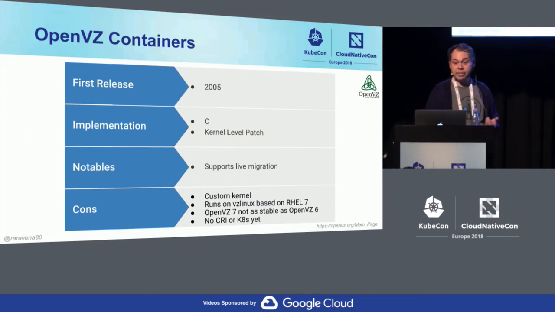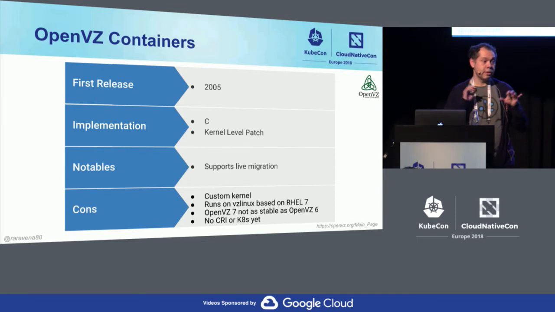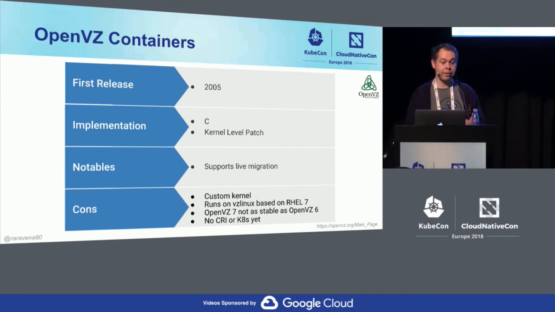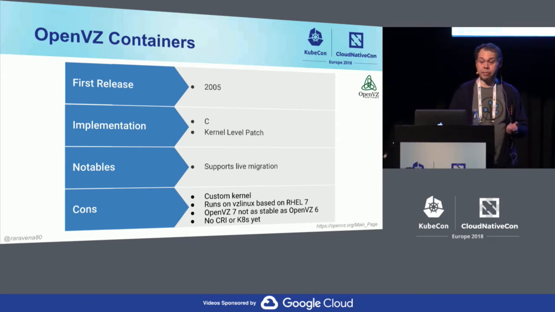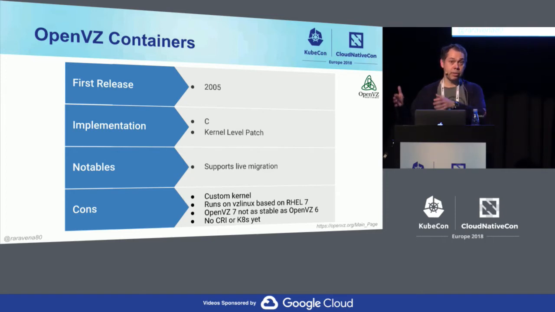So let's talk about OpenVZ. So first released in 2005. So it's a kernel level patch. You have to patch up your kernel, boot up your server, and you could run containers. One of the interesting things about OpenVZ is that it supports live migration. Carryover from the virtualization world, where you could have a container running on a physical machine and live migrate it to another machine in real time with potentially no downtime.